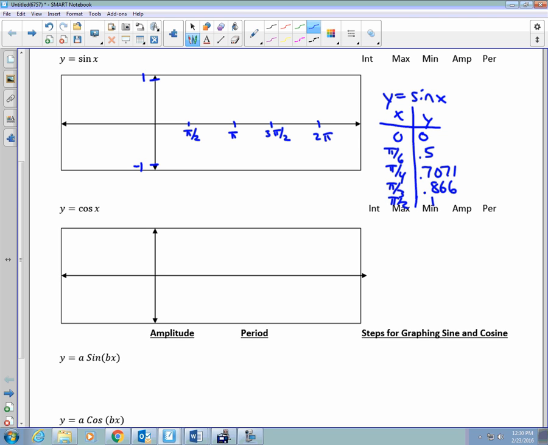And now I'm going to plot some values. 0, 0. That was easy. Pi over 6, how does that compare to pi over 2? It's a third of the way. So I'll go a third of the way and then up to 0.5. Pi over 4 is halfway, and then go up to 0.7. Pi over 3, and then to 0.86, and pi over 2, I go up to 1.